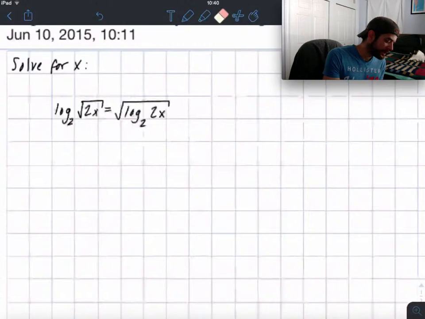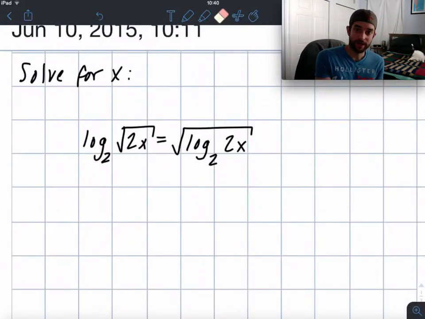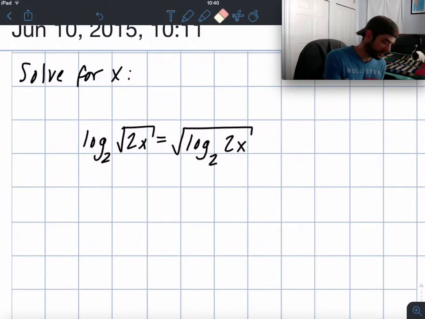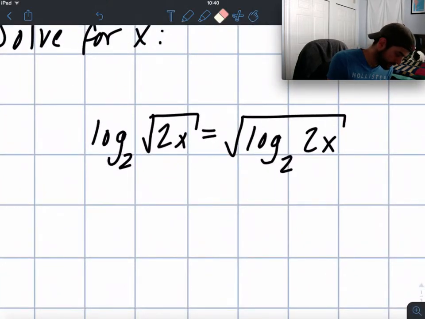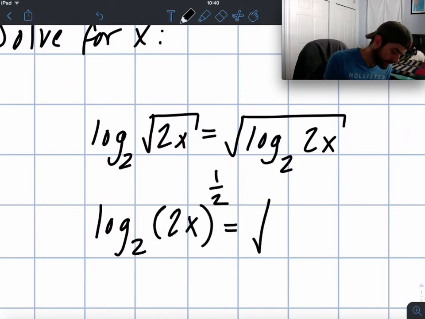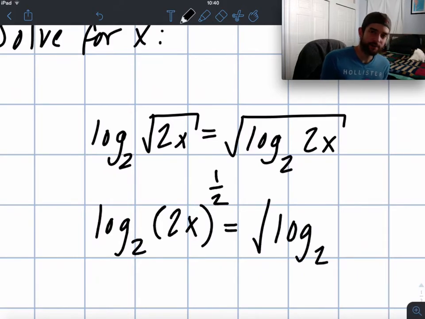So we have log base 2 of the square root of 2x on the left equals the square root of log base 2 of 2x. What I'm going to do first is, in the log on the left, change the radical in terms of an exponent. So I have log base 2 of the quantity 2x to the 1/2 power. And notice I'm not going to do that for the right-hand side. There's a specific reason why, which I'll get to.